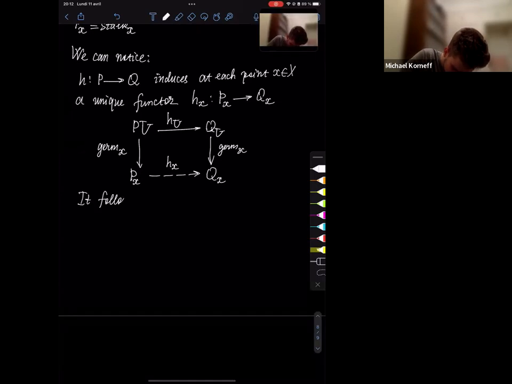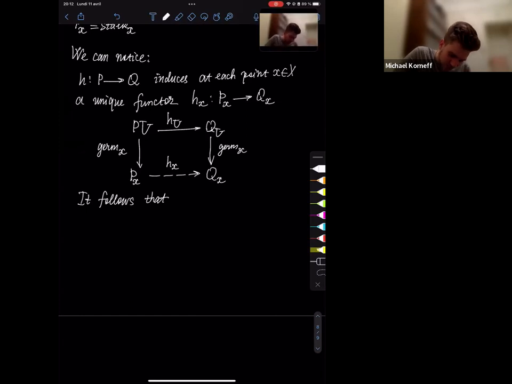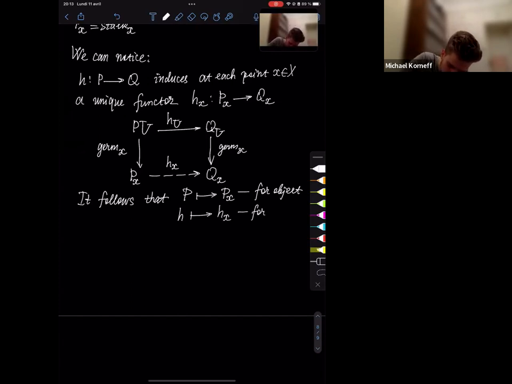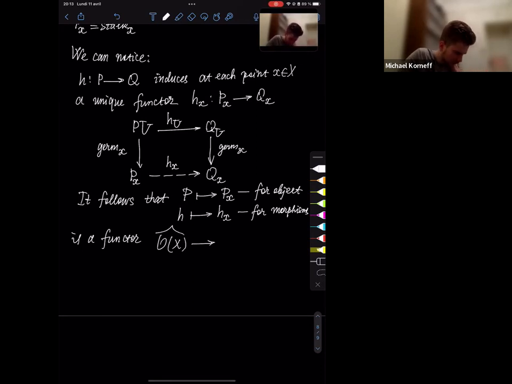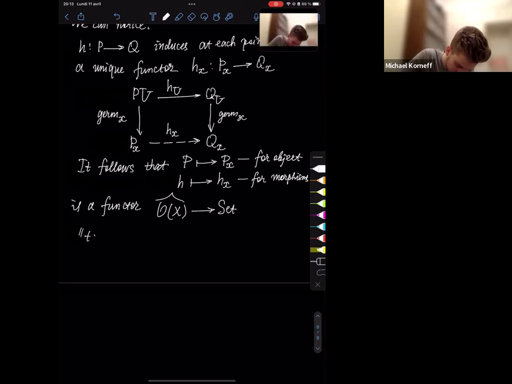It follows that the assignments P to Px for objects, and for morphisms the map h to hx, is a functor from the presheaves to the sets. And it is just taking the germ at x.